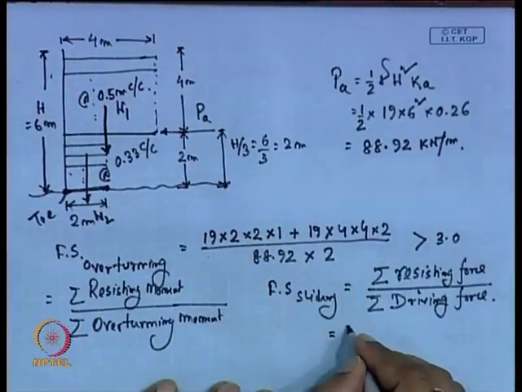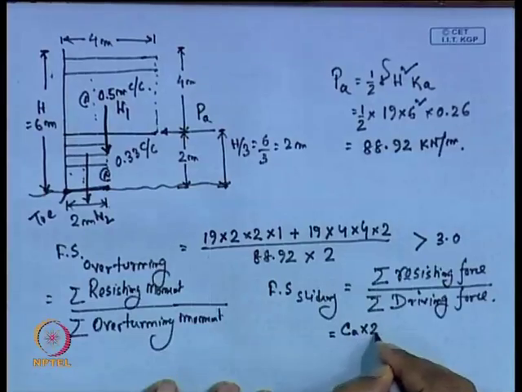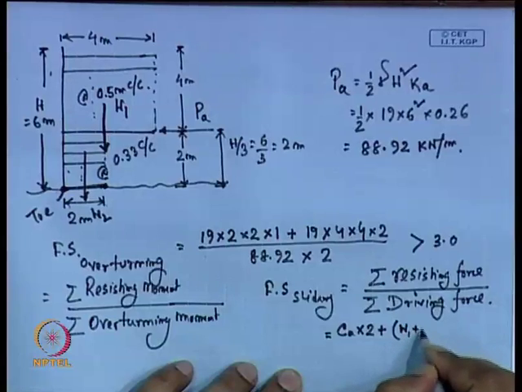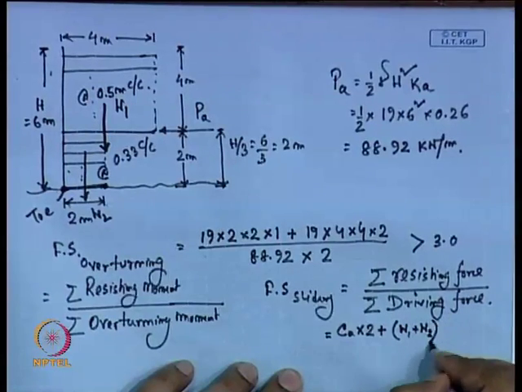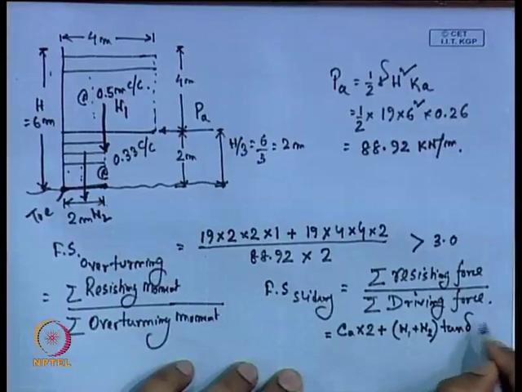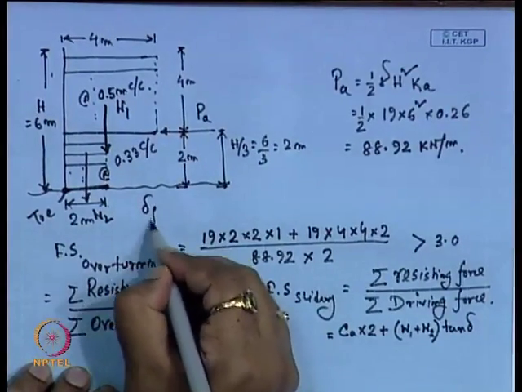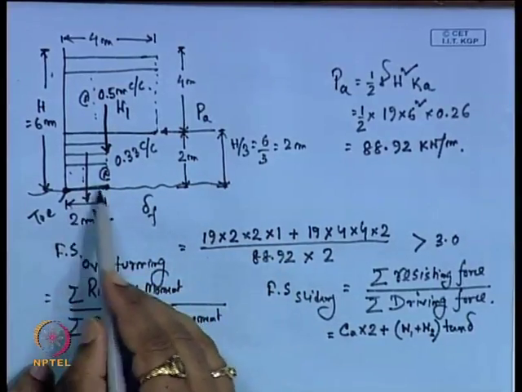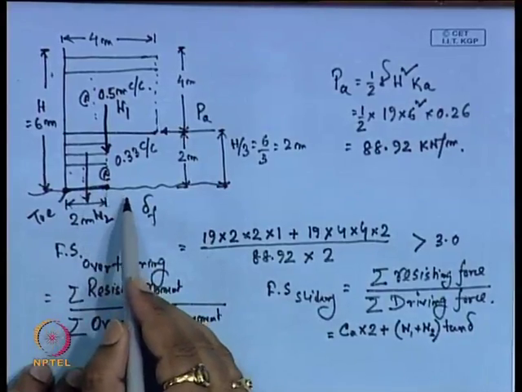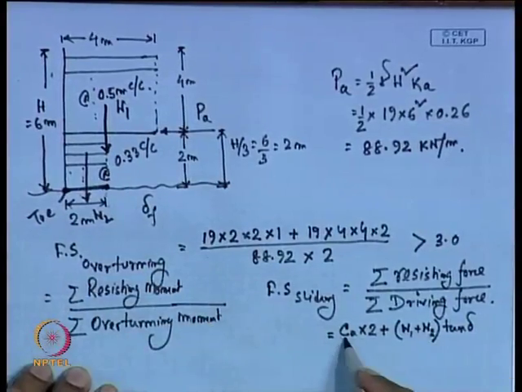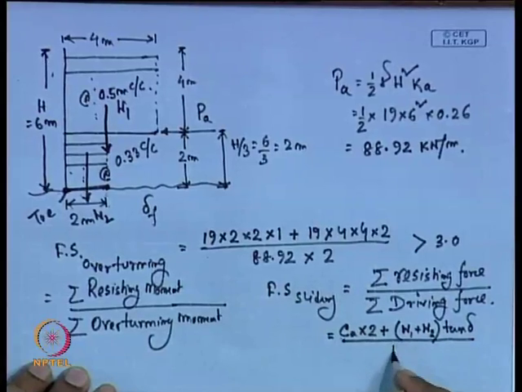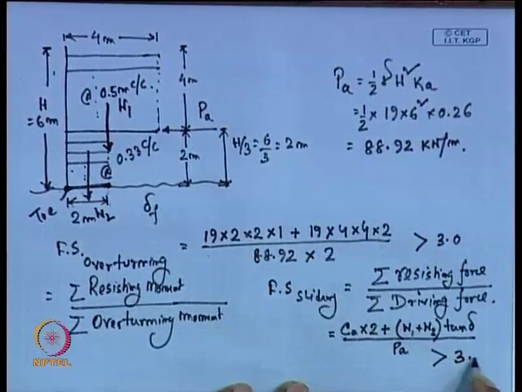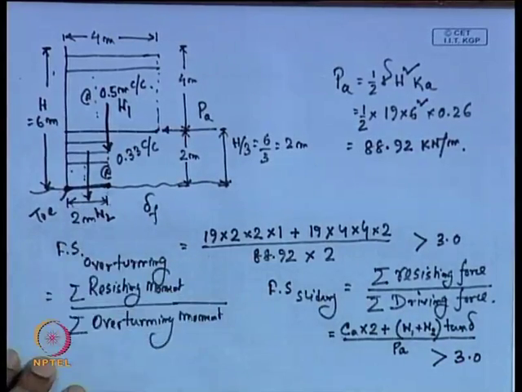So, now the C_a into 2, where 2 is the length taken here, plus W1 plus W2, that is the weight, into tan delta. Delta of what? Here the delta of the foundation soil you have to consider. This is not the delta of the fill soil, here it is the delta of the foundation soil, because this is the sliding between the foundation soil and the reinforcement. So, this is delta 2 divided by P_A, that should always be greater than 3. If it is not, then you have to increase the length again.